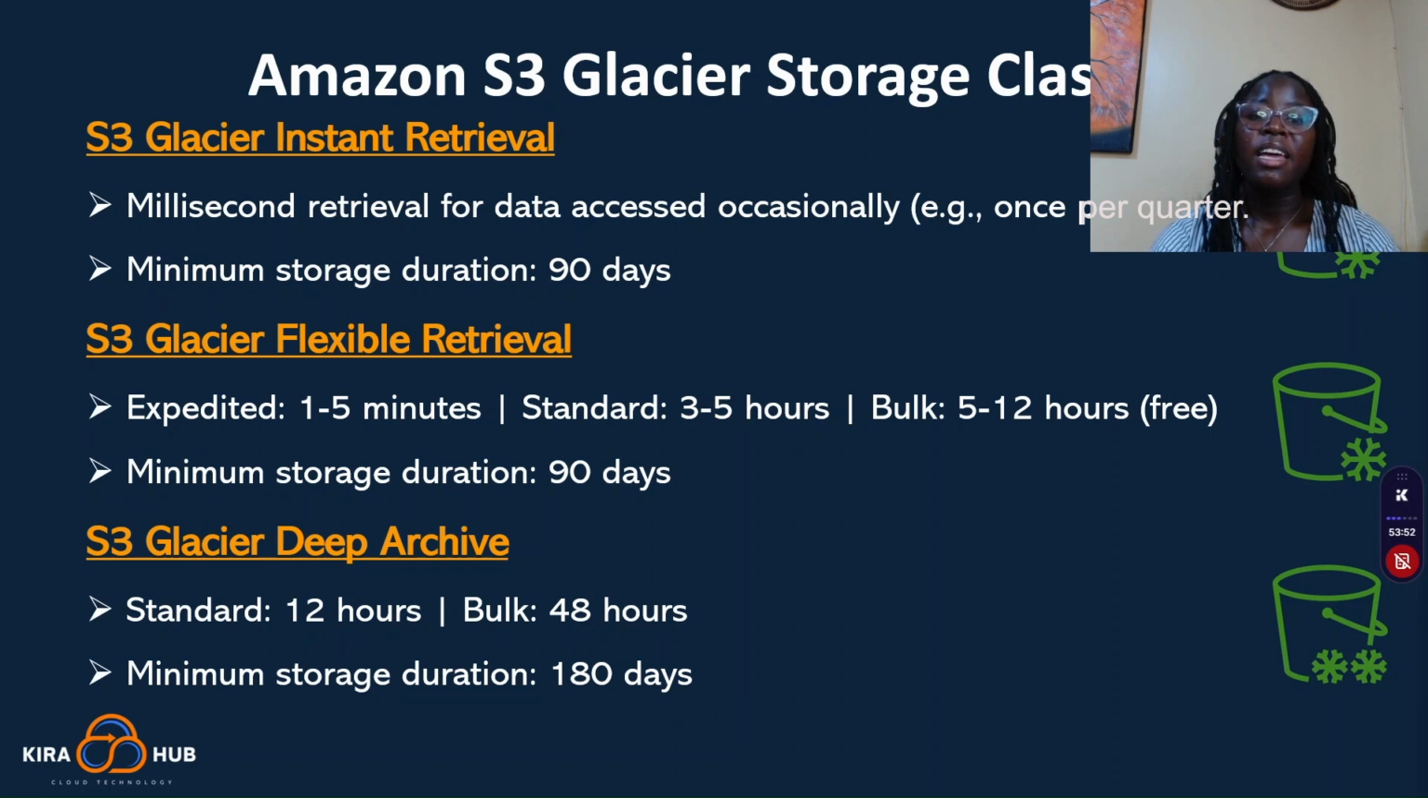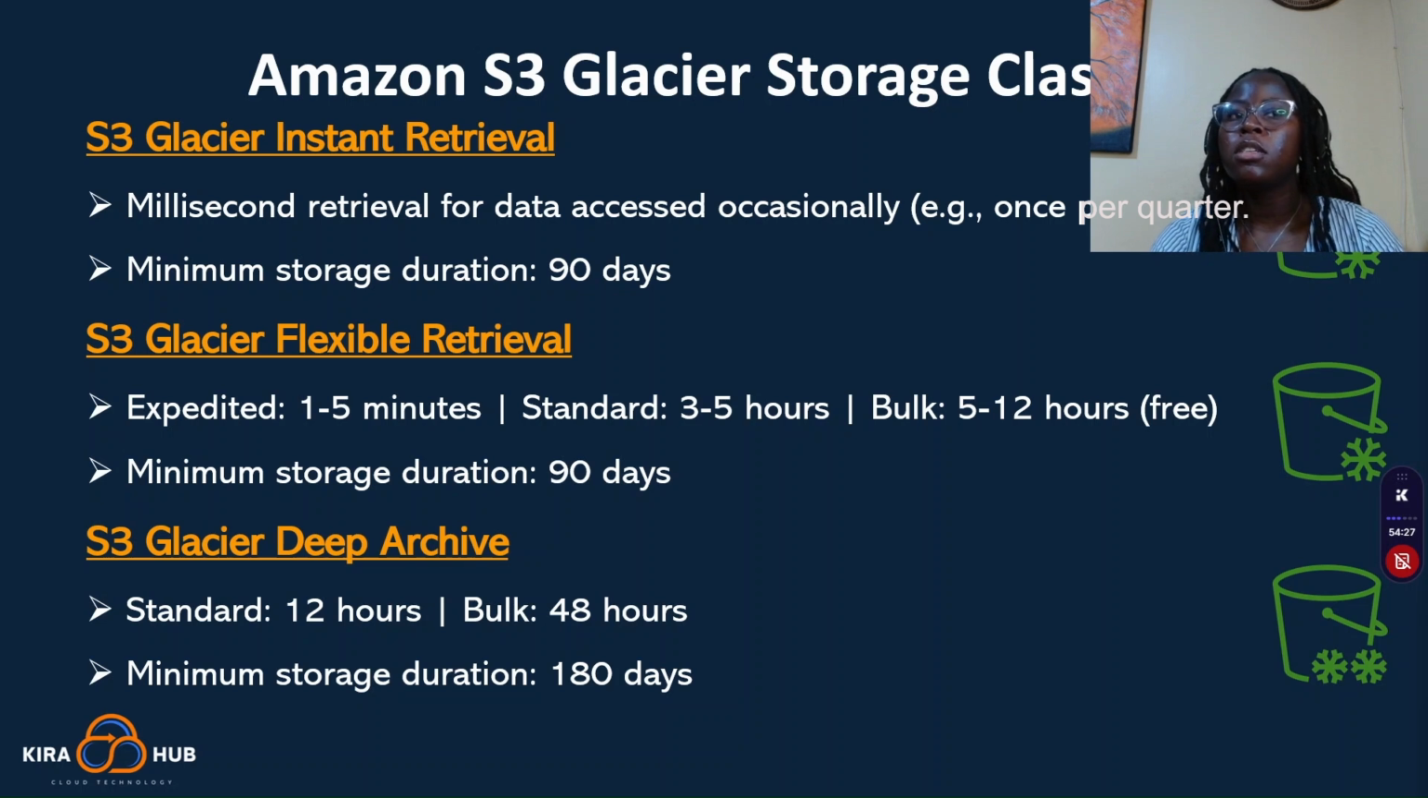And then we have the most cost-effective Glacier Deep Archive for long-term data storage, but it comes with longer retrieval times. You have to wait a while before you get your data back. So we have 12 hours for standard retrieval and 48 hours for bulk retrieval. This is ideal for data that you might not need to access for several years, and it has a 180-day minimum storage duration.